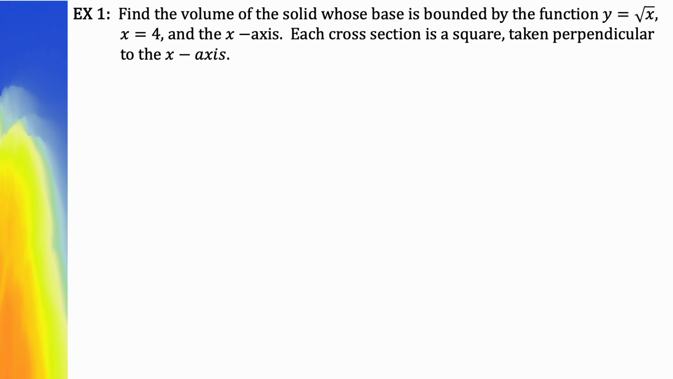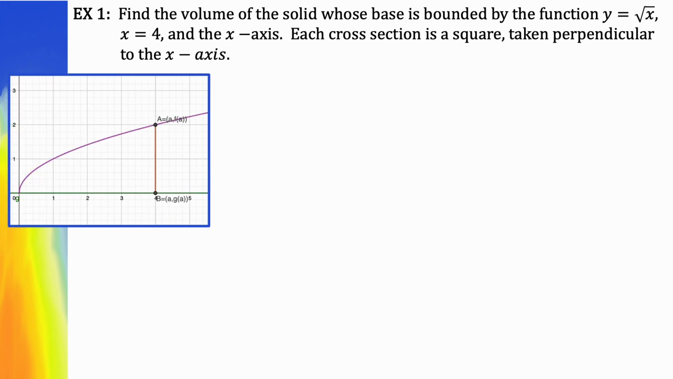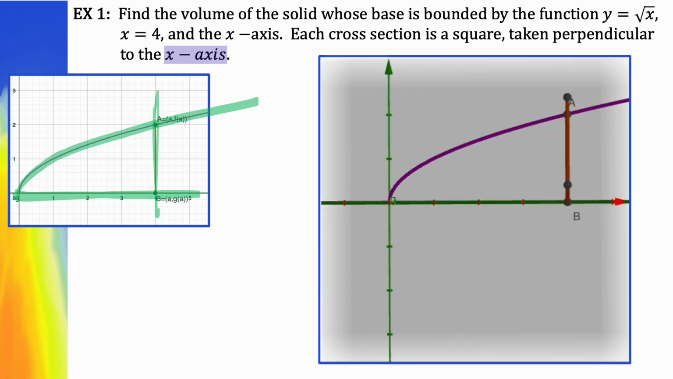Find the volume of the solid whose base is bounded by the function y equals the square root of x, and x equals 4, and the x-axis. So right there. Each cross-section is a square taken perpendicular to the x-axis. That's important. All right, let me show you what this looks like.